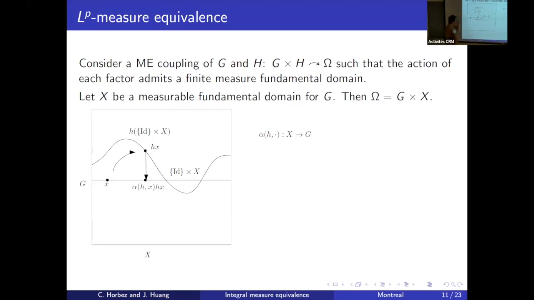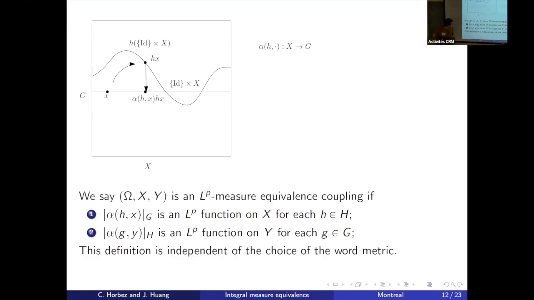Now what I'm going to do next is reserve this picture here. We say LP measure equivalence. Now I'm going to demand that G and H are finitely generated, so each has a word metric. Then I require that this cocycle alpha H, X is an LP function on X for each H inside the big H. This roughly means that the difference between this graph and the section is an LP integrable function.